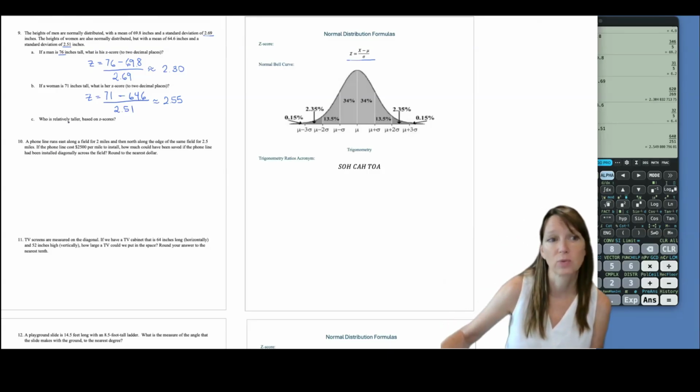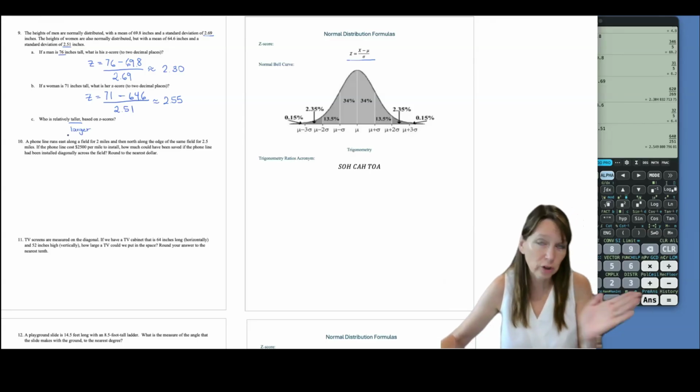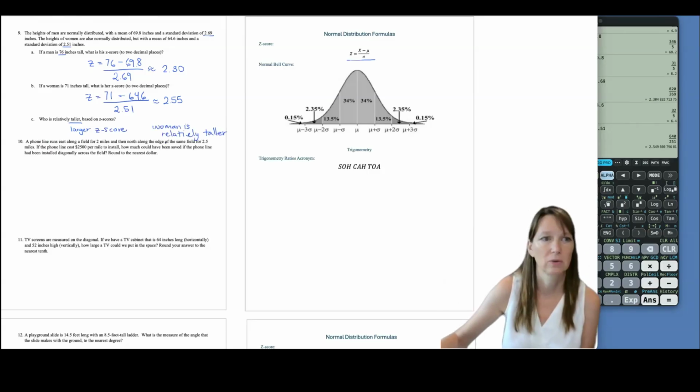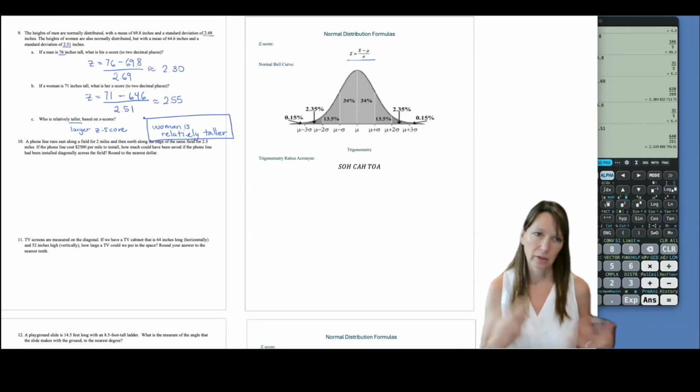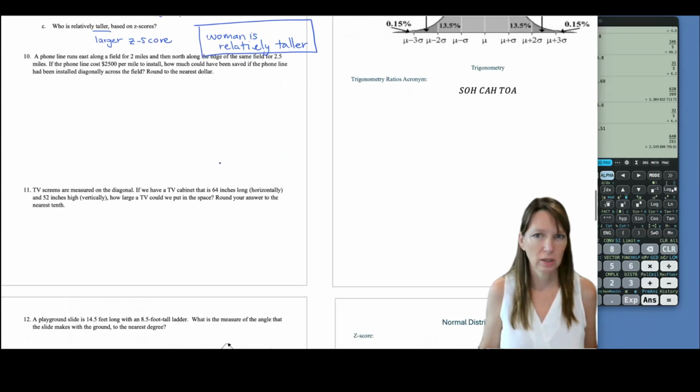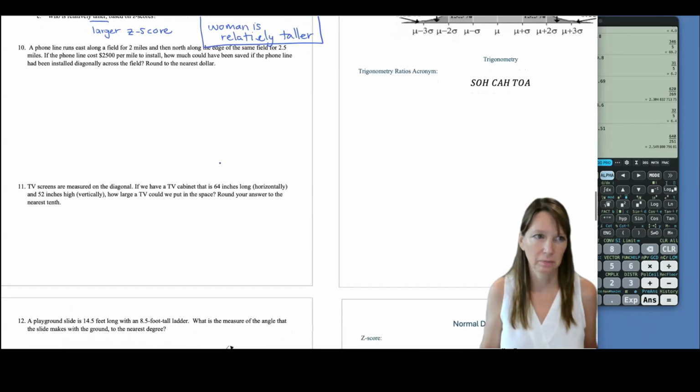Or when it asks for taller, we want to look for the larger, or the furthest away in the case of a negative z-score. So even though the man is taller, the woman is taller in relationship to other women. Let's jump to question number 10 here.